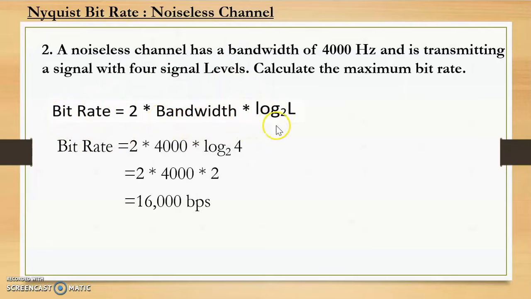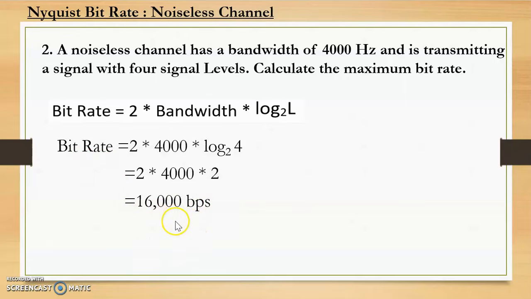We are given the bandwidth as well as the number of levels, so we just need to substitute. So after substituting we'll get 2 into 4000 because bandwidth is 4000 into log 4 to the base 2, 4 because number of levels is 4. So we will get 2 into 4000 into 2 because log of 4 divided by log of 2 is 2. So after solving this, we will get 16,000 bits per second. So the maximum bit rate is 16,000 bits per second.